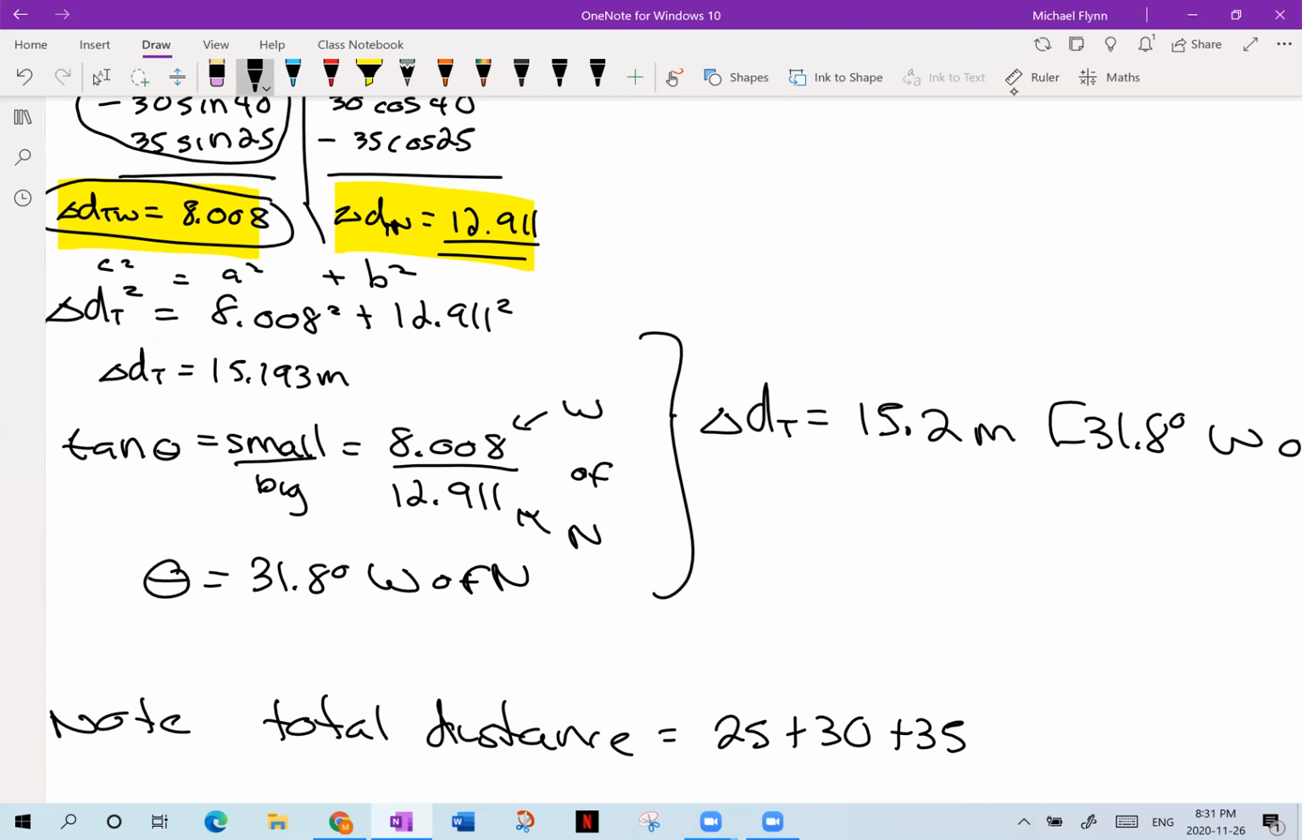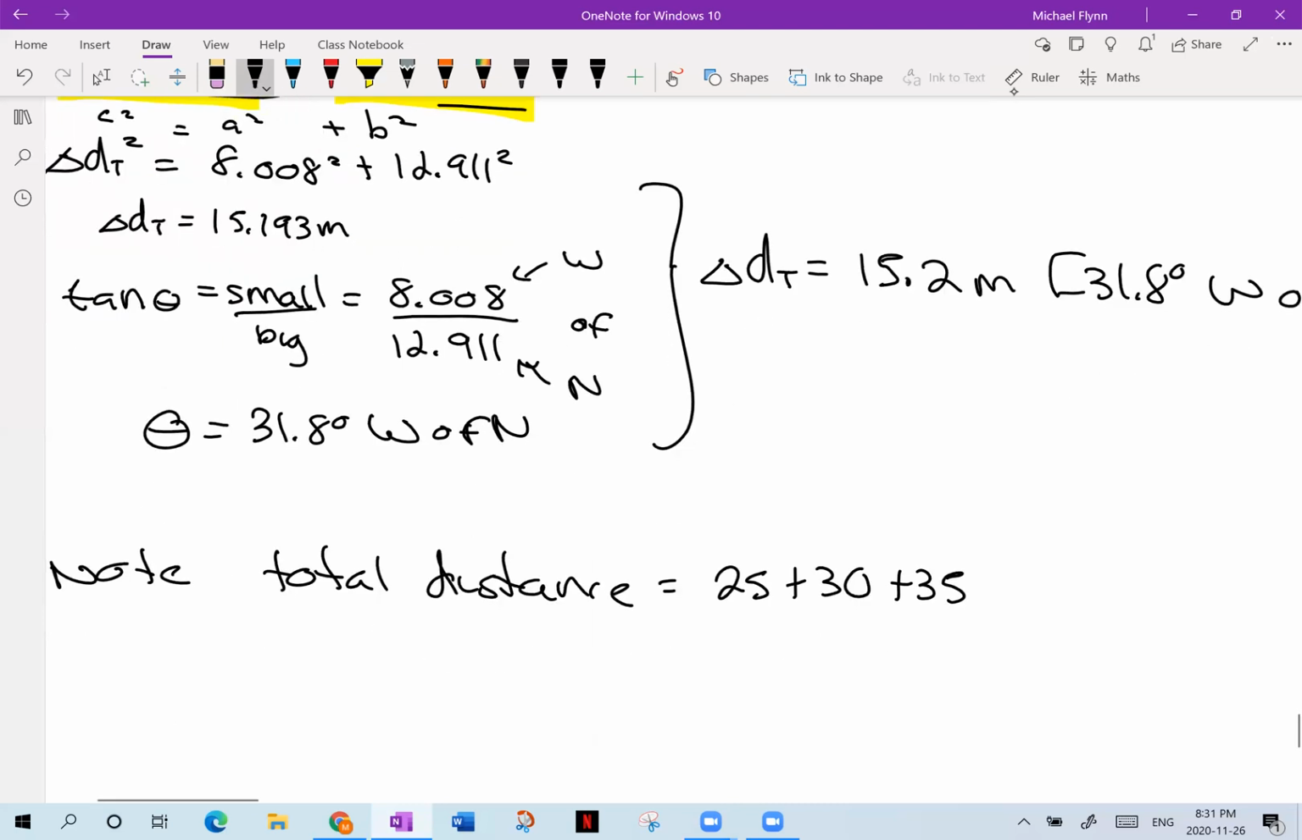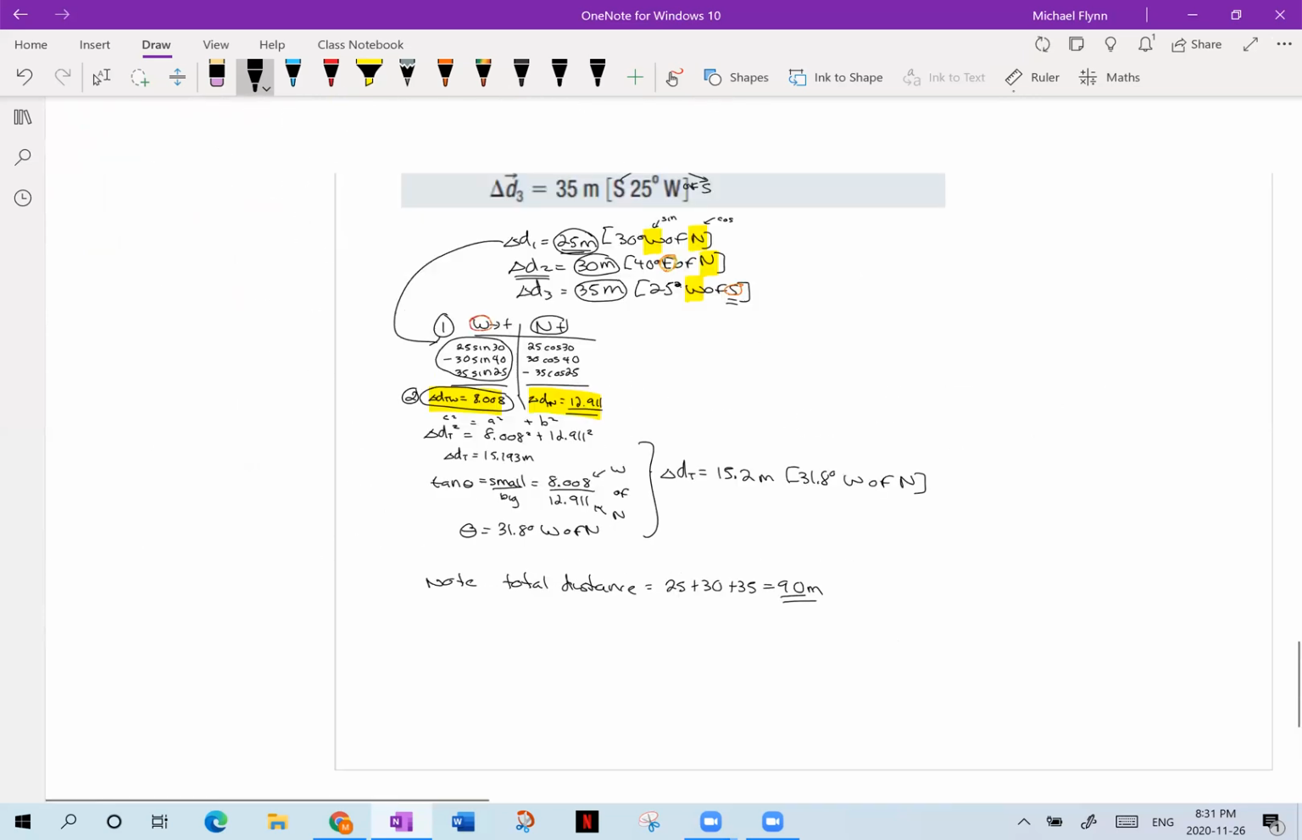25 plus 30 plus 35. Oh, I'm getting lazy. That's 91. No, it's not 91. It's 90, right? Yeah, 65 plus 25 is 90. So this is equal to 90 meters with no direction. It's a scalar. Distance is a scalar, right? All right. So there you go.